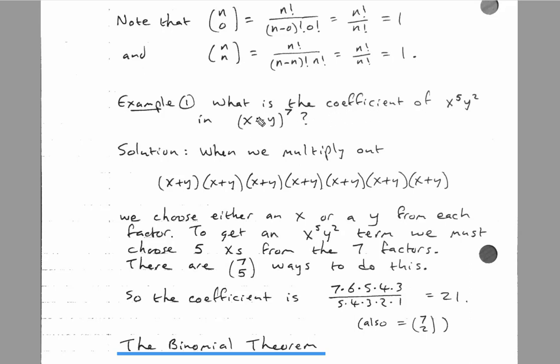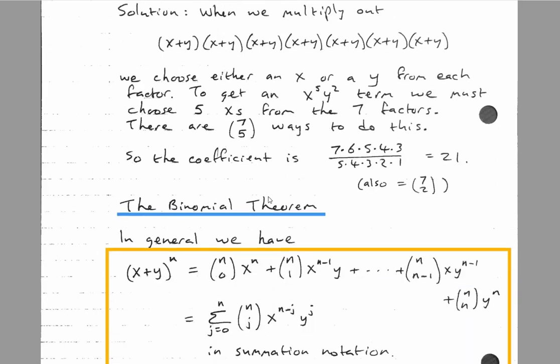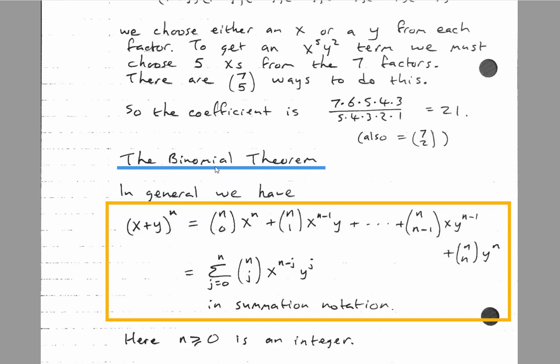Okay, so we're not writing out the full expansion, just this piece. All right, so this is just an example. So what is the general result? Okay, so this famous theorem is called the binomial theorem.